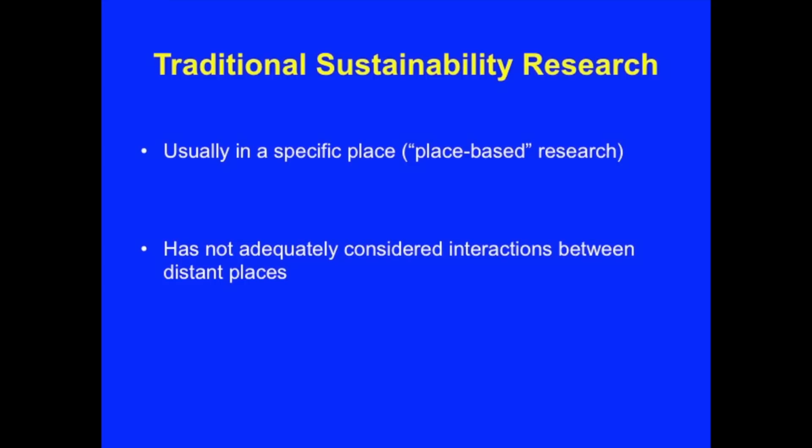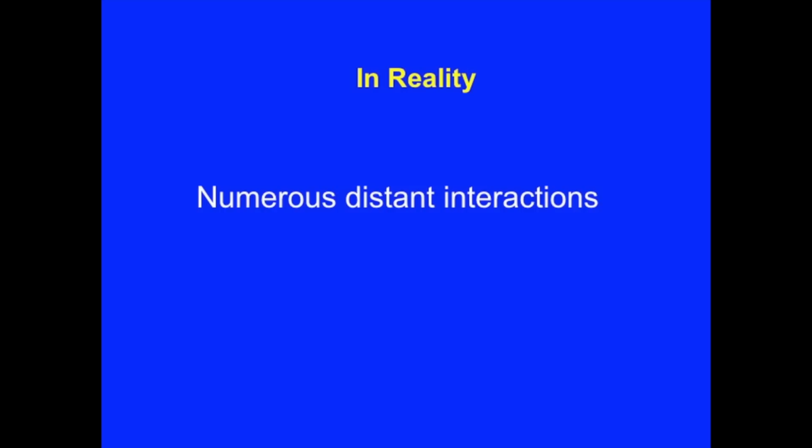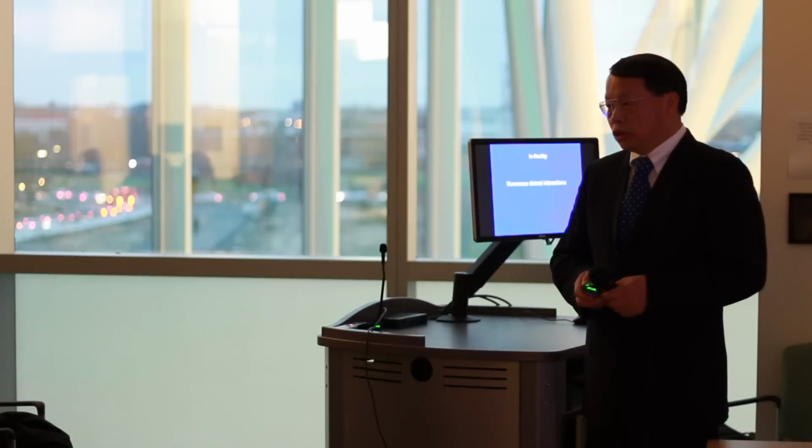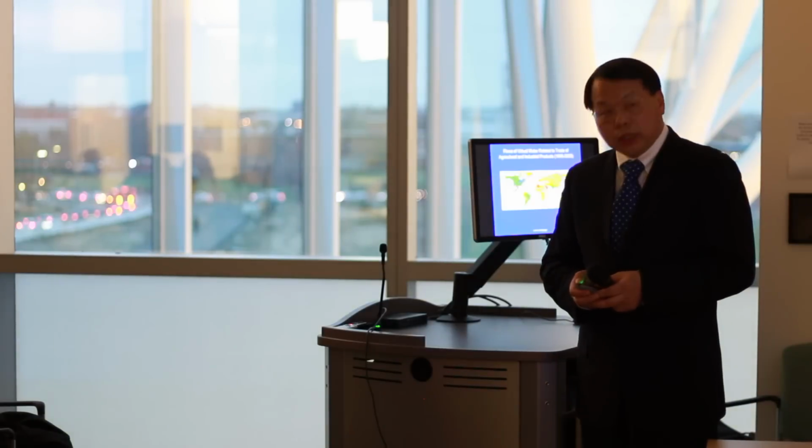Traditional sustainability research, I think, mainly focuses on specific areas, so-called place-based research, which is very important and has produced a lot of important insights, but has not adequately considered the interaction between different places, right? In reality, there are numerous distant interactions, social and economic interactions, as well as ecological interactions.